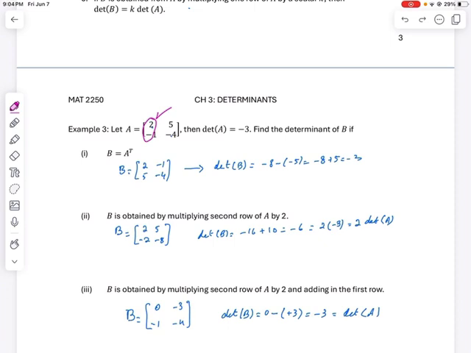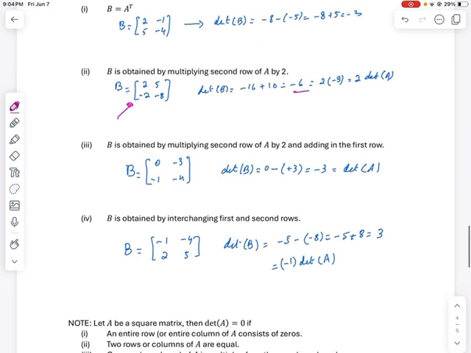Second part, B is obtained by multiplying the second row of A by 2. So we multiply this row by 2, which is going to give me this new matrix B, and the determinant of B will now be negative 6, which is 2 times negative 3, which means 2 times the determinant of A. So what you see, that's what the property says.